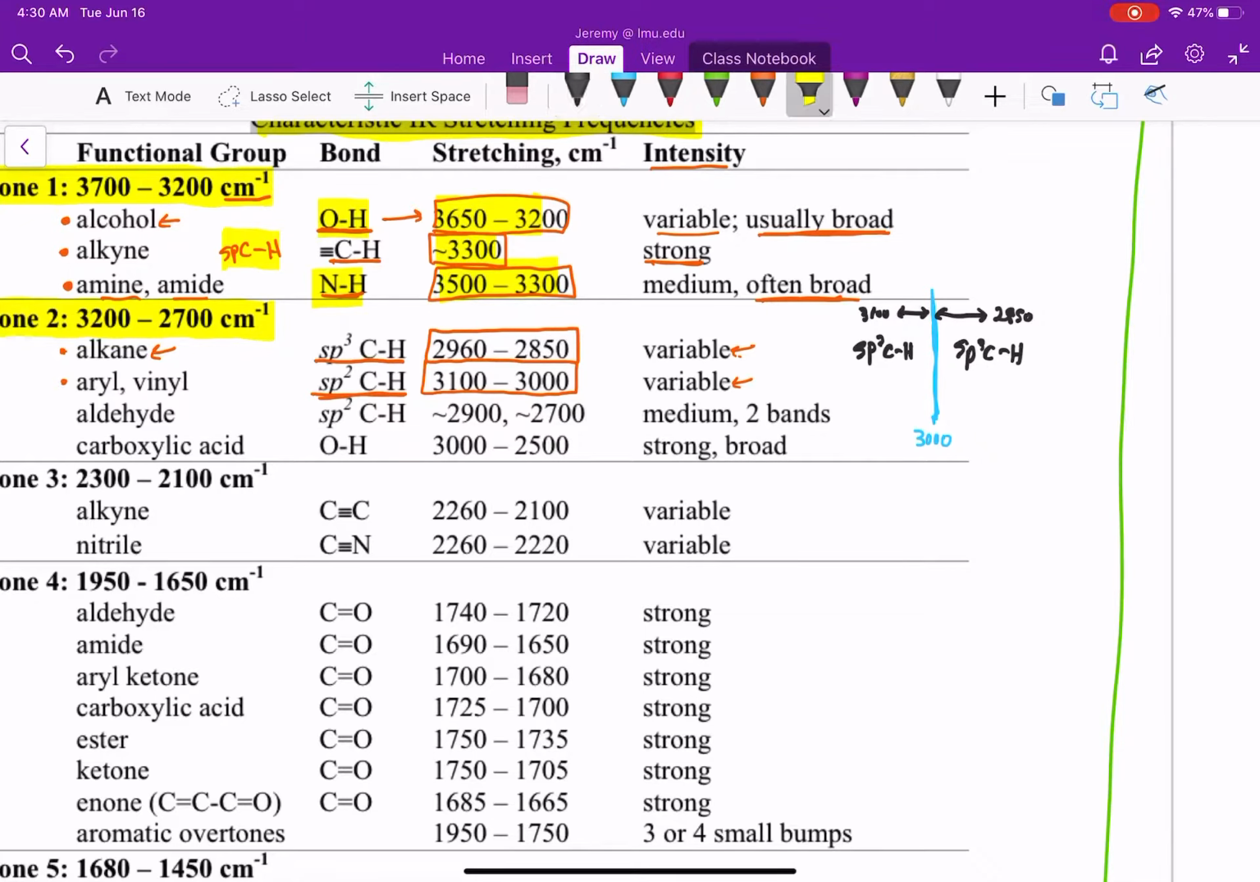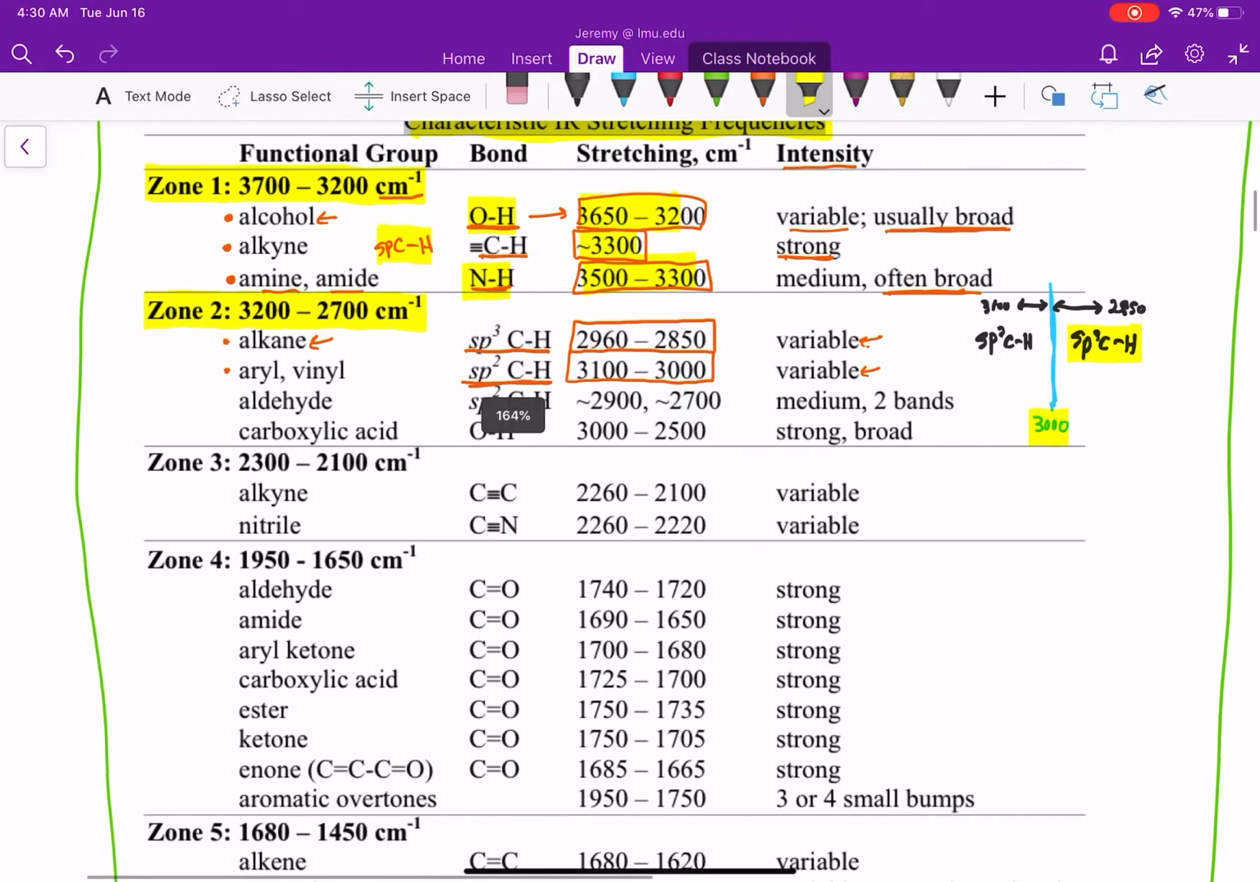As you can imagine, in organic chemistry we have a lot of sp3 C-H's, so it's generally going to be rare for us not to see a peak there. So that's what I like to call the 3,000 line. And as we're seeing spectra, you'll see me draw that in a lot.